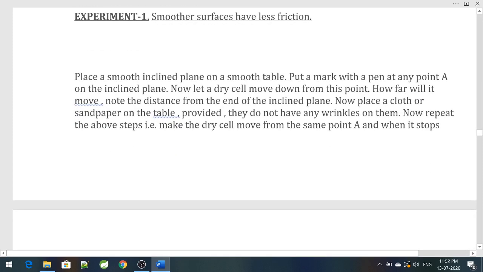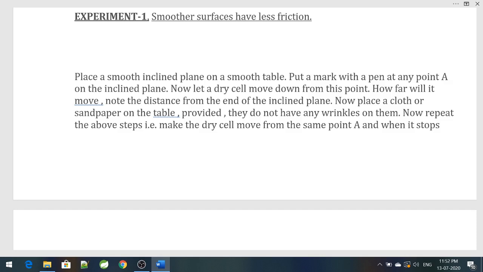Experiments. Smoother surfaces have less friction. Place a smooth inclined plane on a smooth table. Okay, what plane? A smooth plane in a slanting position. Put a mark with a pen at any point A on the inclined plane. Now let a dry cell move down from this point. How far will it move? Note the distance from the end of the inclined plane.